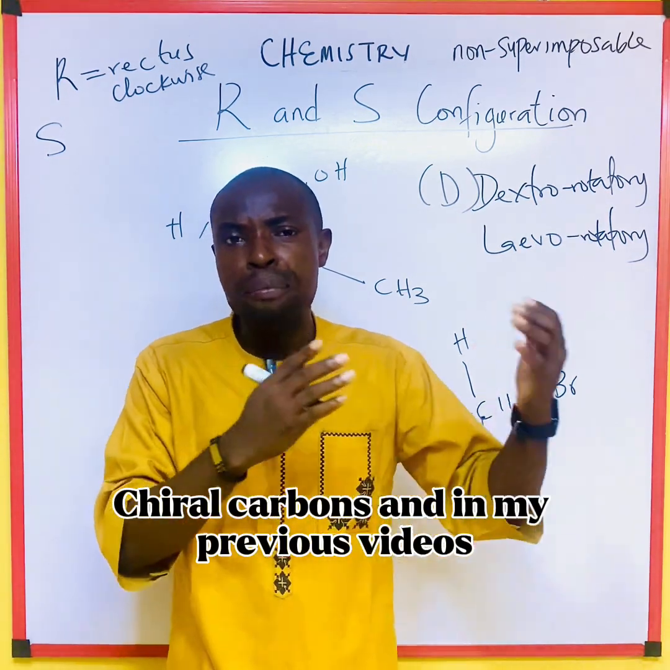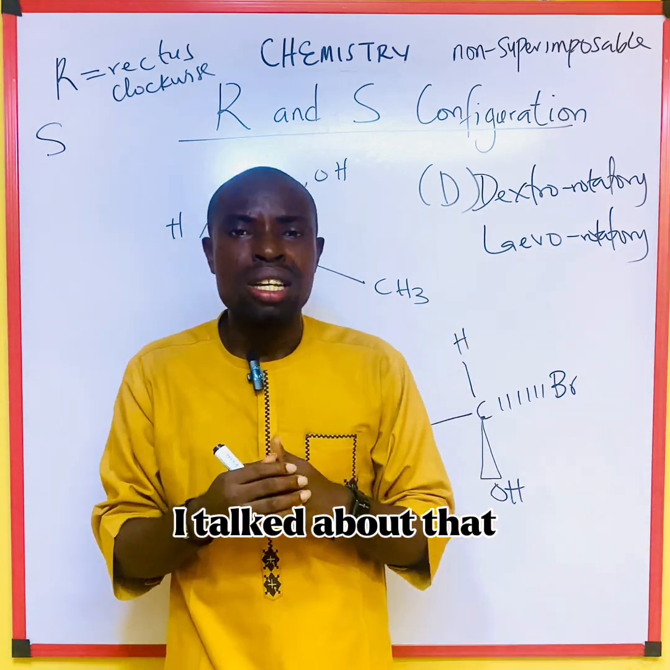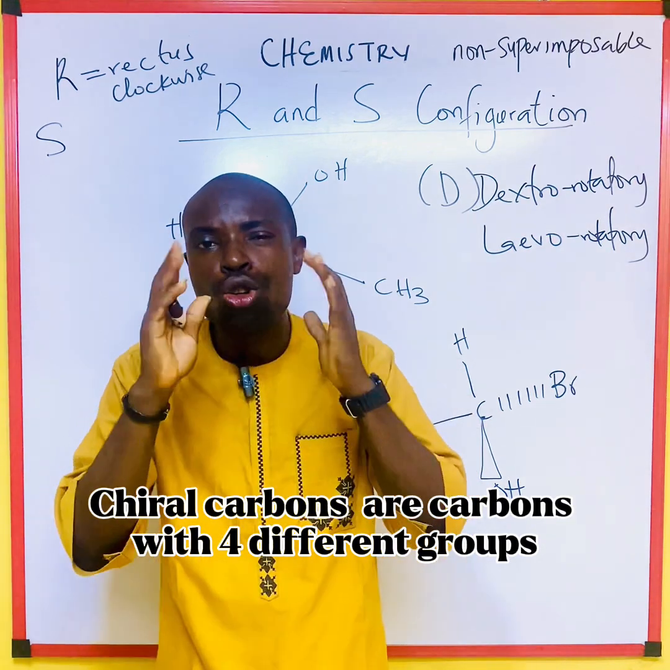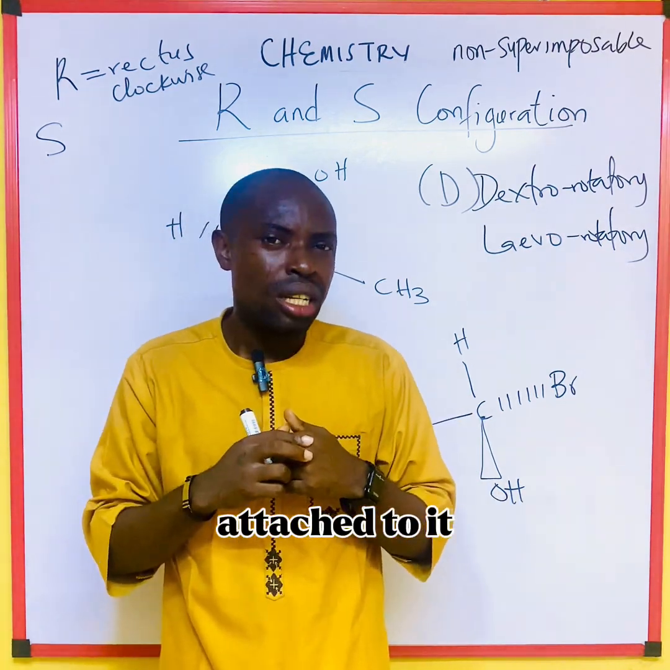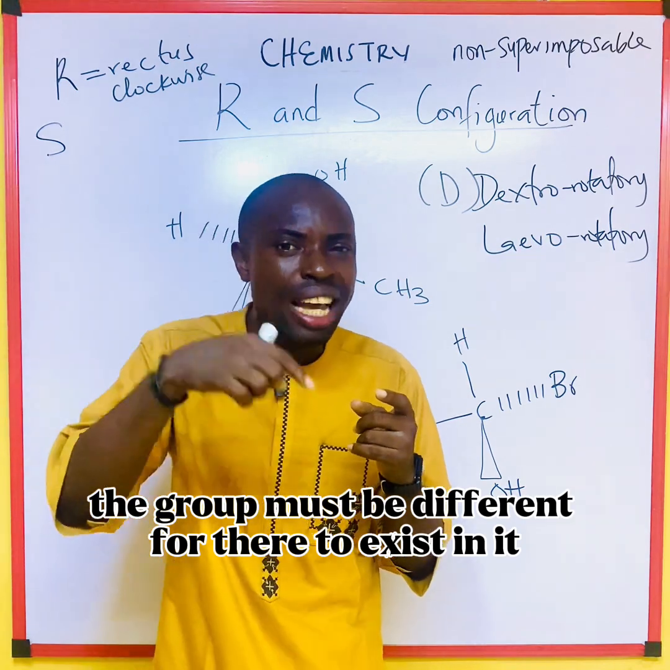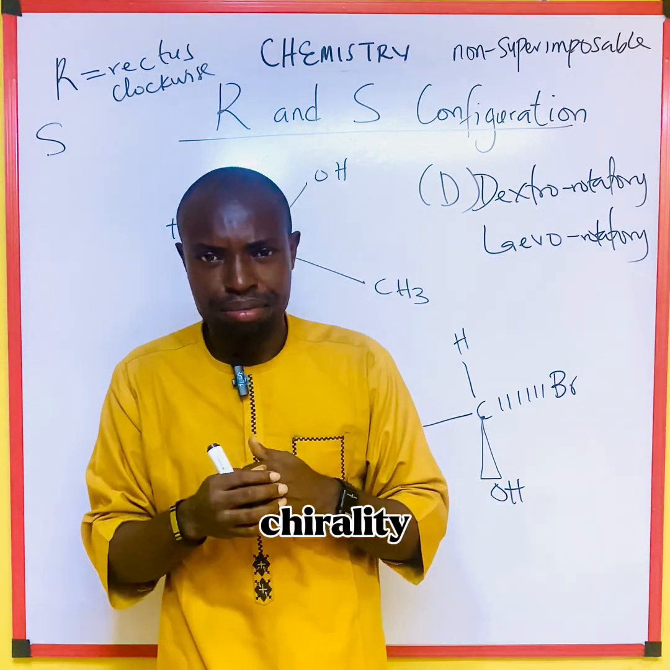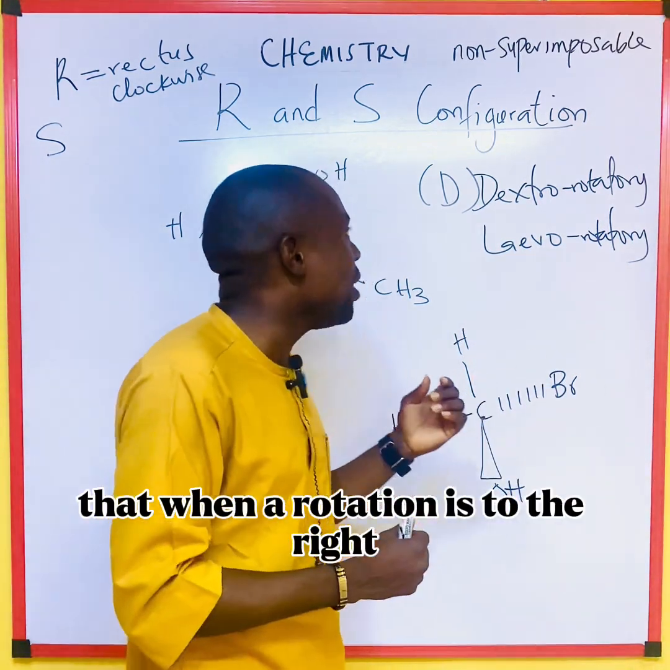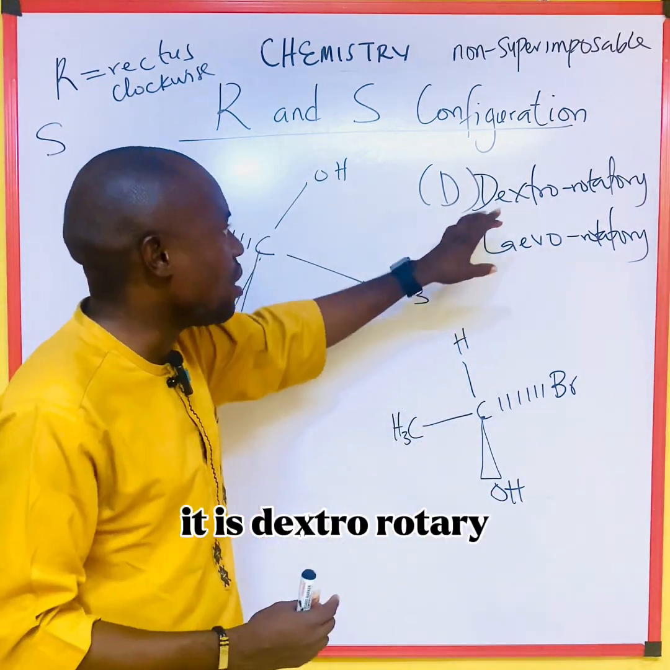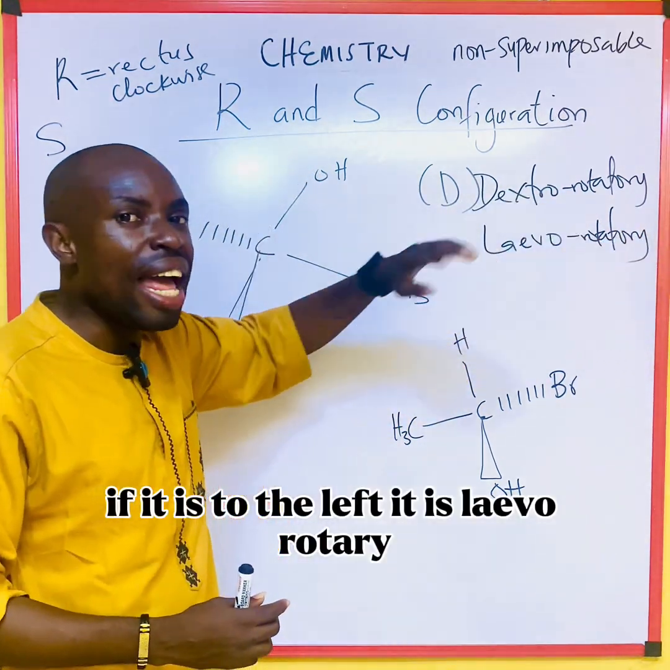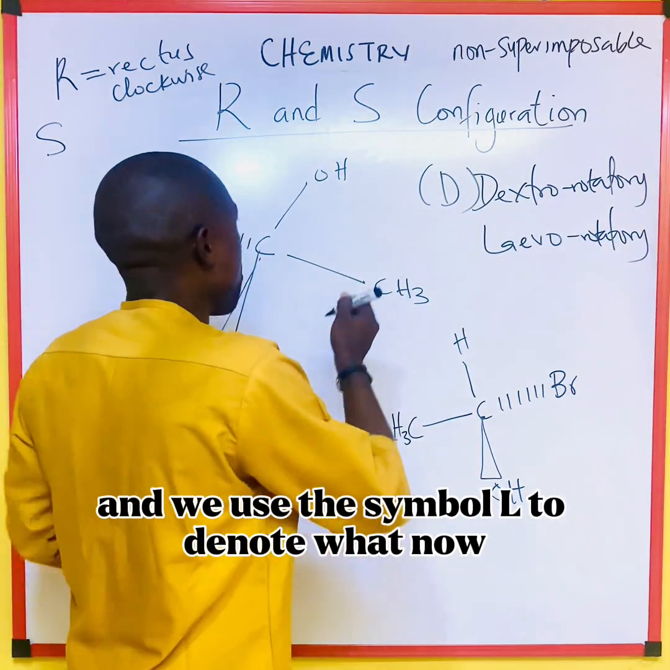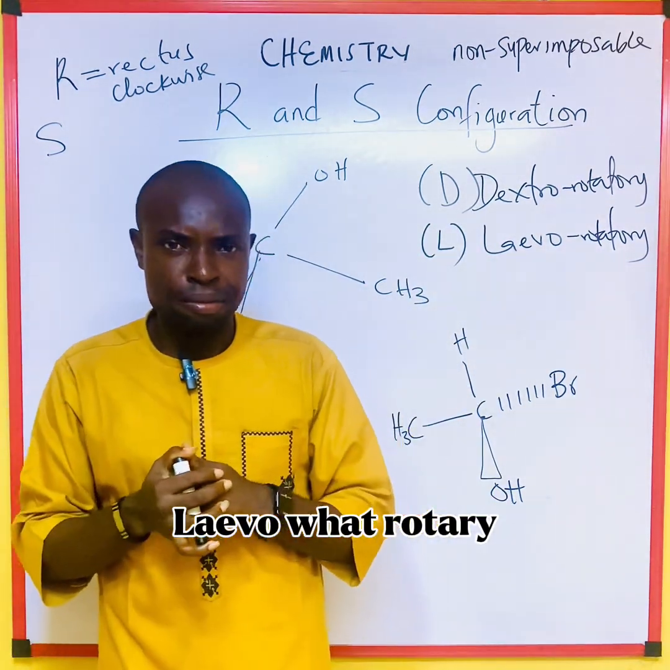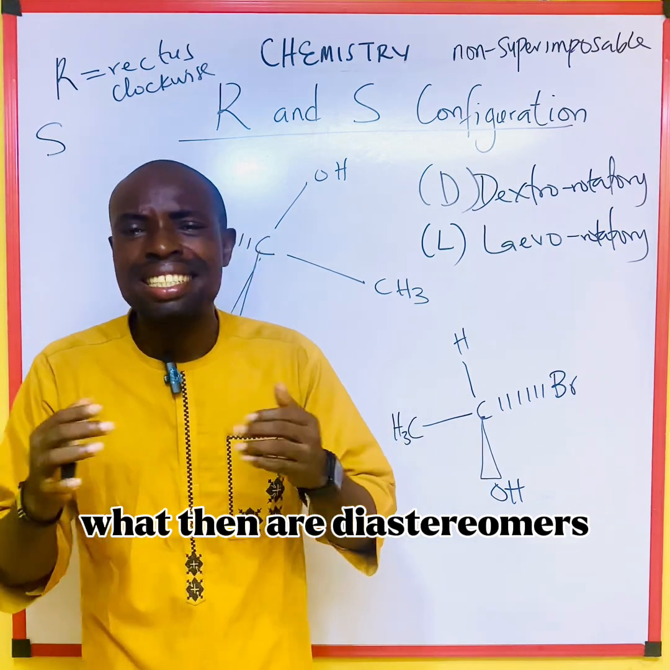In my previous videos, I said that chiral carbons are carbons with 4 different groups attached to them. The groups must be different for there to be chirality. And I said that under the enantiomers, what we call the D and the L, when a rotation is to the right, it is dextro-rotatory. If it is to the left, it is levo-rotatory. And we use the symbol L to denote what now? Levo-rotatory.